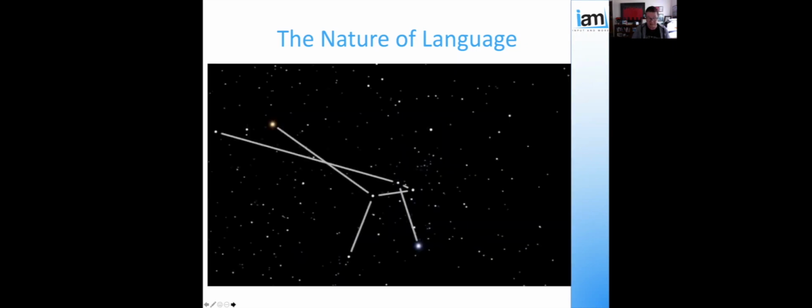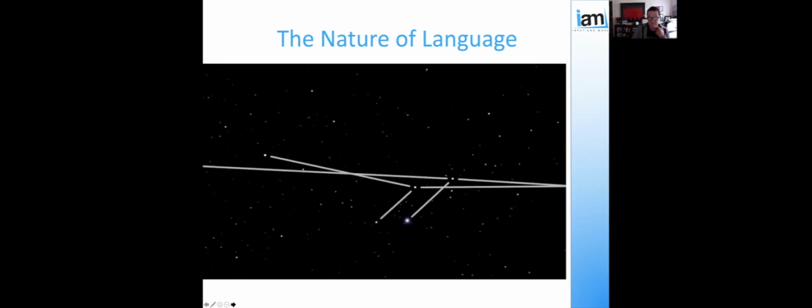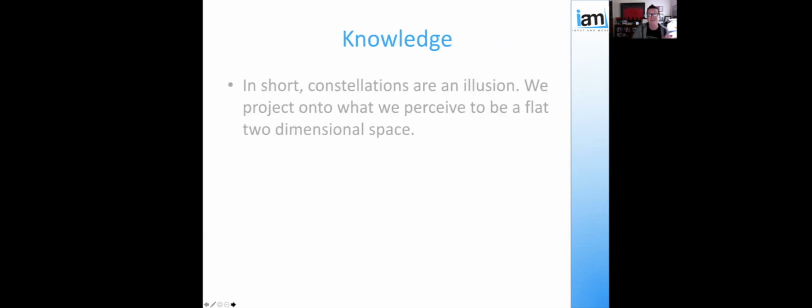You go, okay, now it looks a little bit different, right? And then if we go another 50 light years out into space, it's going to look like this. And if we keep traveling and traveling and get to a different point in space, it might even look like this. The point being is that constellations are what we think we see, but that's not really what they are. They are, in a sense, illusions.